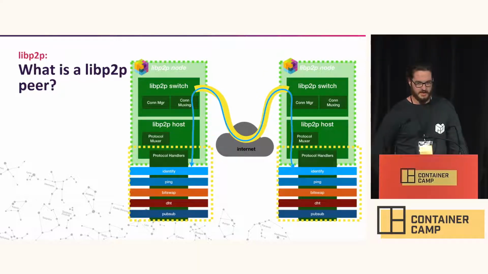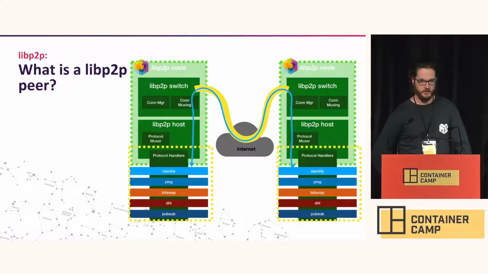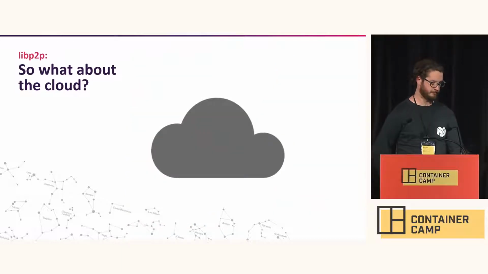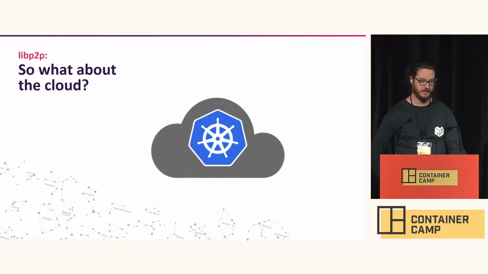Now, once we have that established connection, we can then move on to actually using the protocols and communicating between the two nodes in whichever way we choose. This looks very different for any other kind of libp2p application or node set, but this is the start for what IPFS does. So what about the cloud, or Kubernetes in particular?